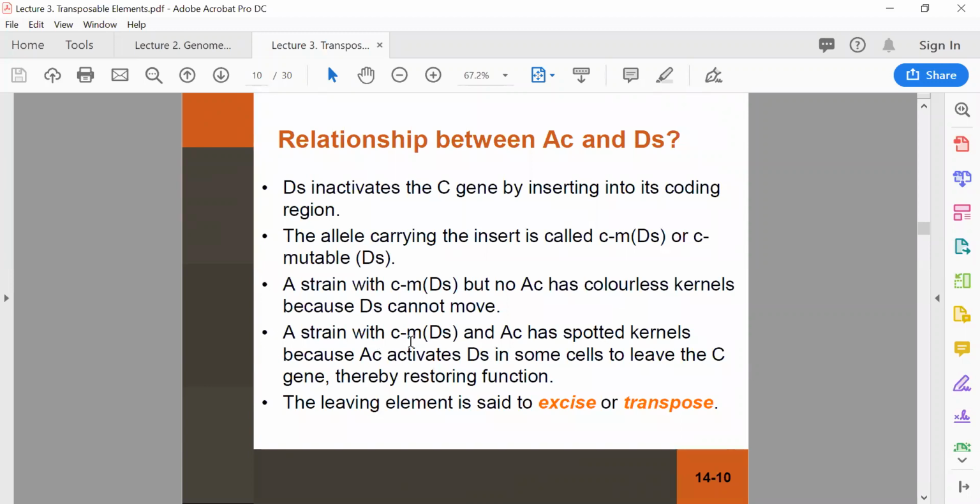A strain that had the C mutable DS and the activator as well had the spotted kernels, just like the ones that we saw, because the AC activates the DS in some cells to leave the C gene, thereby restoring that pigmented function. The leaving element is said to be excised, or it transposes, and hence that term, transposable elements.